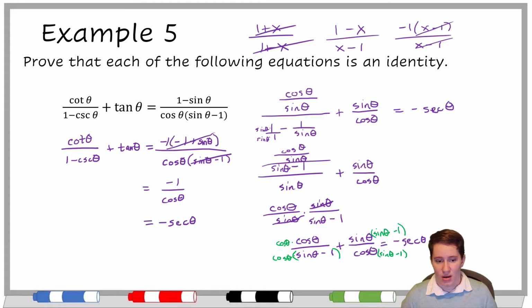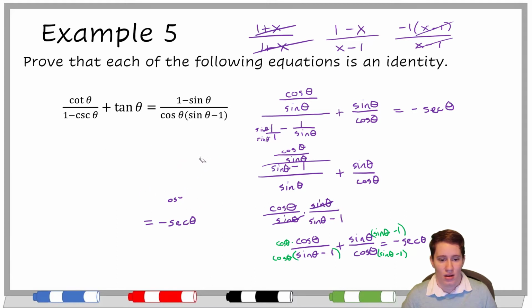Okay, so I'll just, I guess, erase this and start working over here. All right, so this gives us cosine times cosine, which is cosine squared. And this gives us, we could distribute this and get sine squared and minus sine theta. Yeah, I'm definitely regretting the changes we made earlier. This is cosine theta times sine theta minus 1.